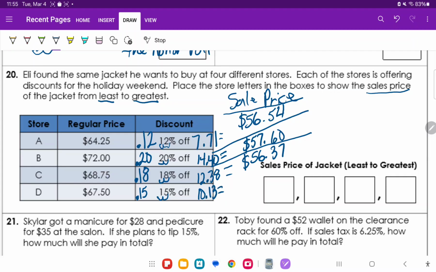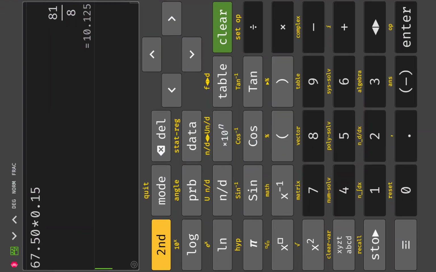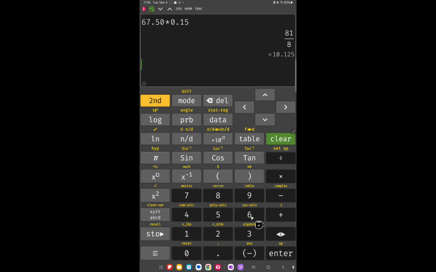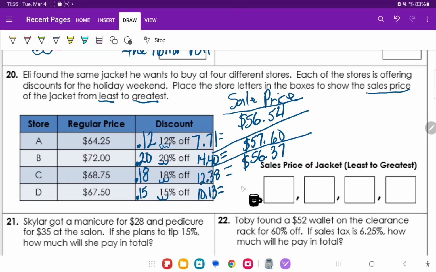All right, so now we have to subtract that. All right, so 67.50 minus 10.13. That gives us $57.37. So that's $57.37.